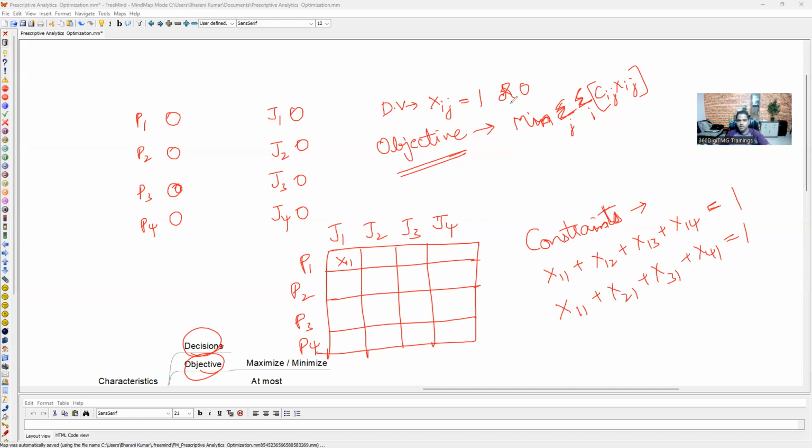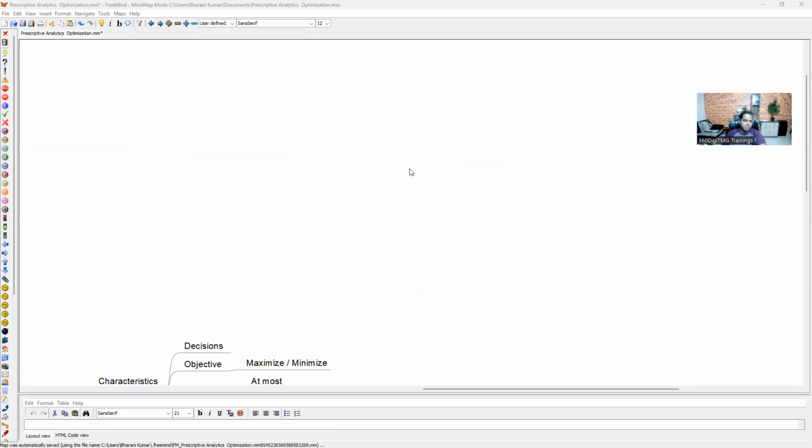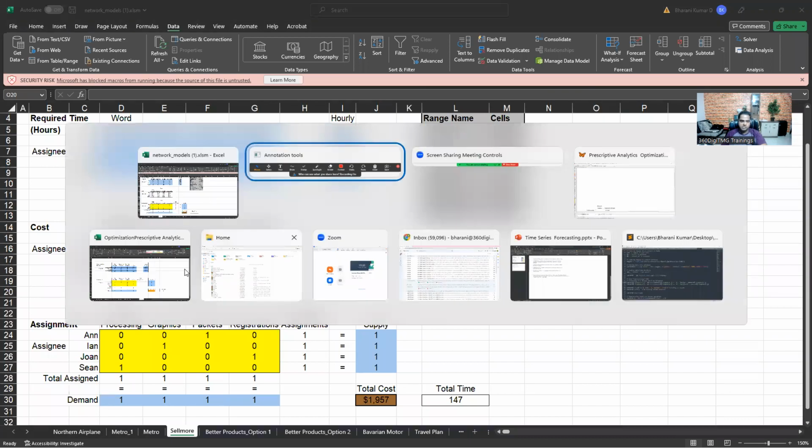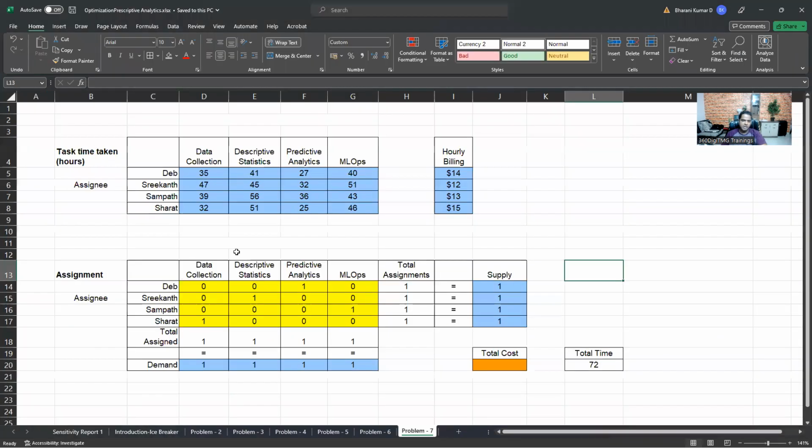Given this, let's get into one such problem and we will solve it. Just give me a moment while I try to.